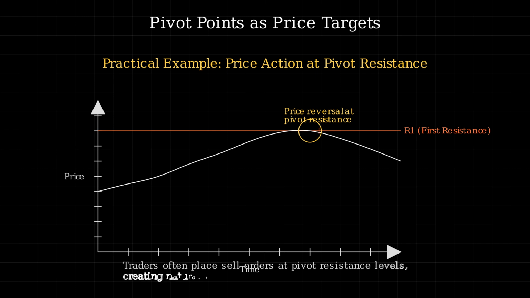This example illustrates why many traders place sell orders at pivot resistance levels. These levels act as natural price targets where reversals frequently occur due to the concentration of orders around these mathematically significant points.